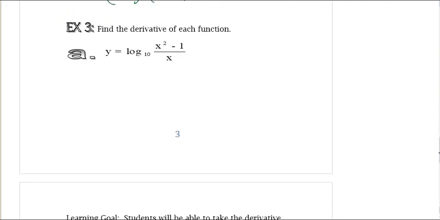On the next one, we're going to actually use a property of logarithms because I don't want to do quotient rule here. So let me first rewrite this. Let me say that this is log base 10 of x squared minus 1 minus log base 10 of x. So I can do that. That's just one of the properties for logs. Okay, so now let's take the derivative.